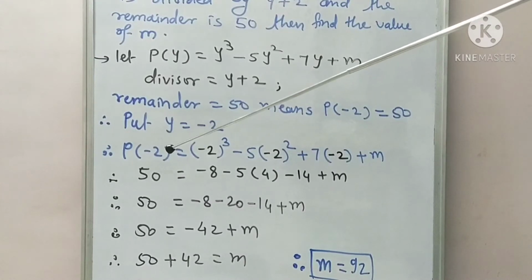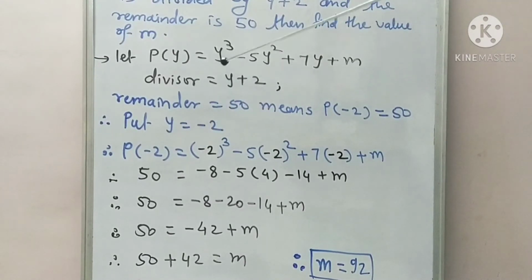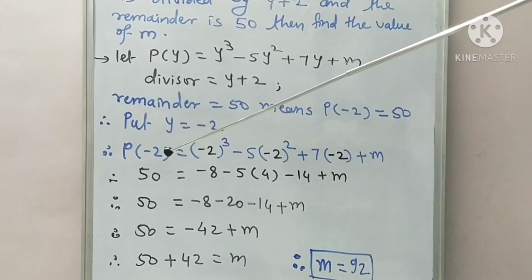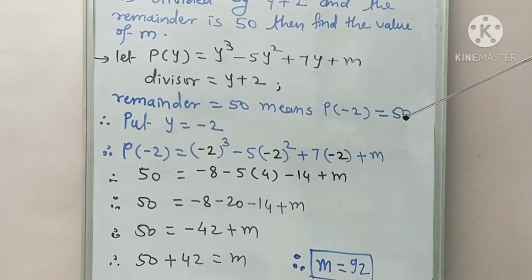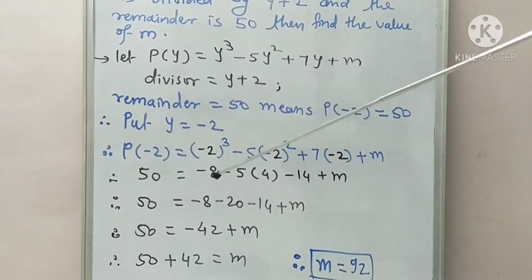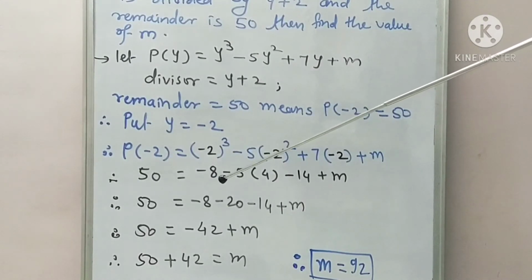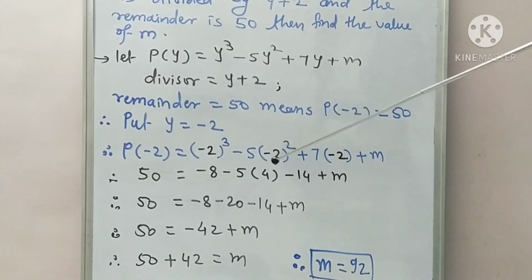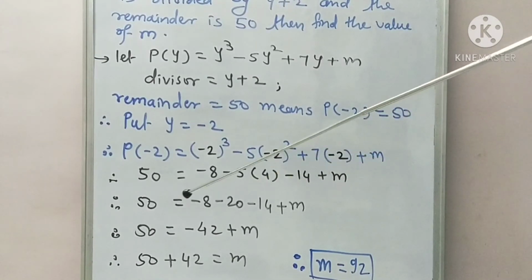So here, as we simplify it with y equal to minus 2, y cube means cube of minus 2, minus 5 into y square means square of minus 2, plus 7 into minus 2, plus m. But p of minus 2 is the remainder, given as 50. So we put p of minus 2 as 50 equal to: cube of minus 2 is minus 8, minus 5 into square of minus 2, which is 4, plus minus product is minus 7 2s are 14, plus m, and now we simplify it.